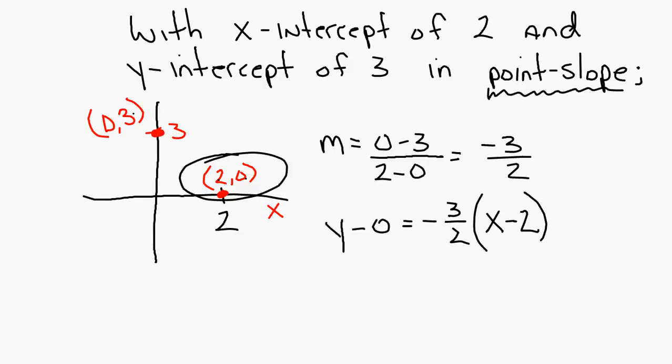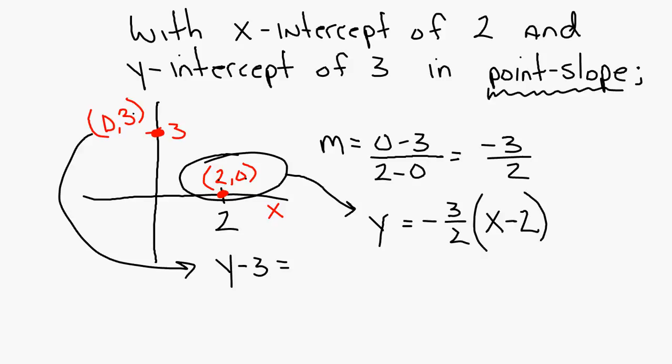Now, see this y minus 0? You can just go y. You don't write the y minus 0. That's if you use that point. If you use this point, then you're going to have y minus 3 equals, the slope is still the same, isn't it? Negative 3 over 2 times x minus 0. In this case, you can write the x minus 0. You're probably not going to see it that way. You're going to see it like this: y minus 3 equals negative 3 over 2 x. You may see it both ways.